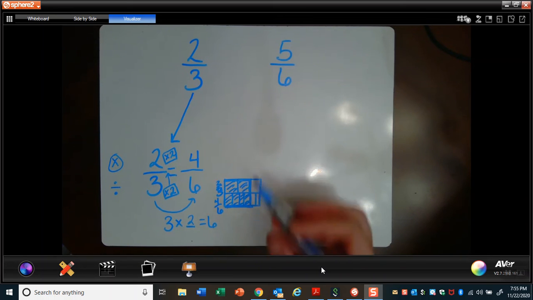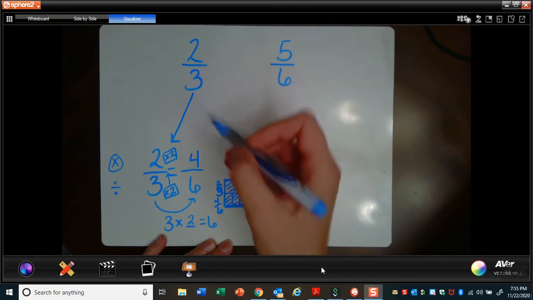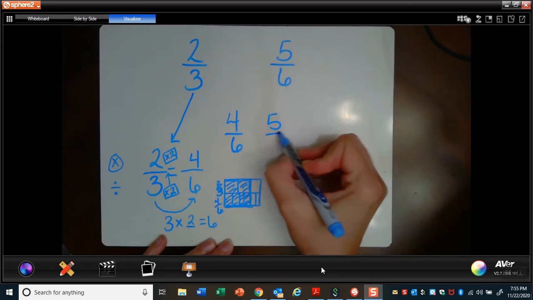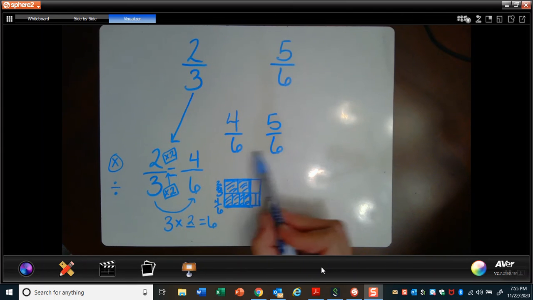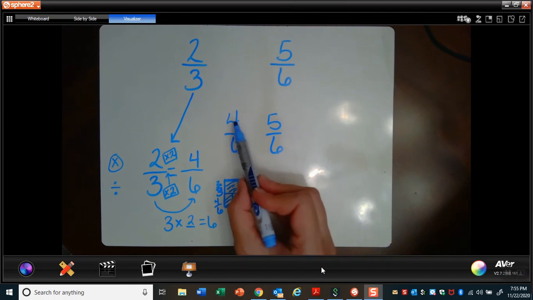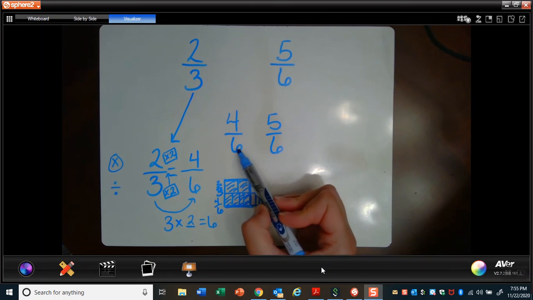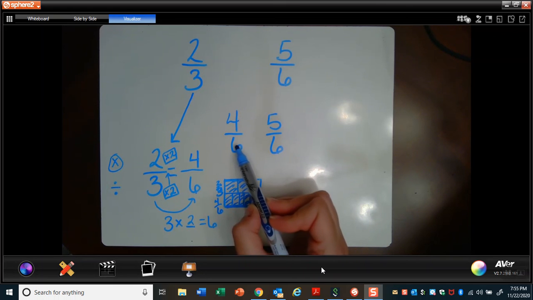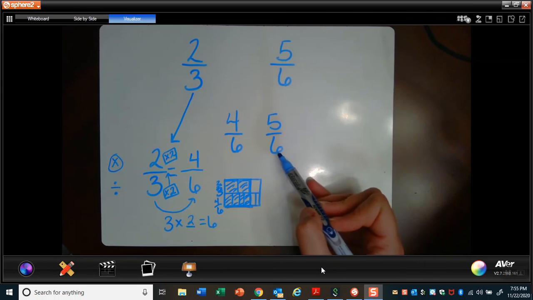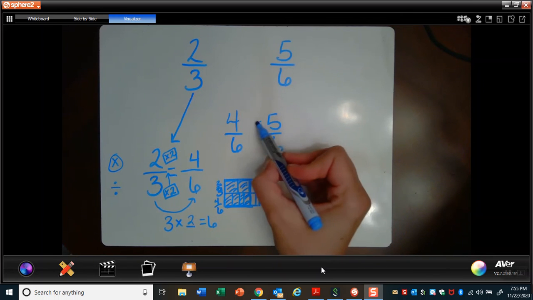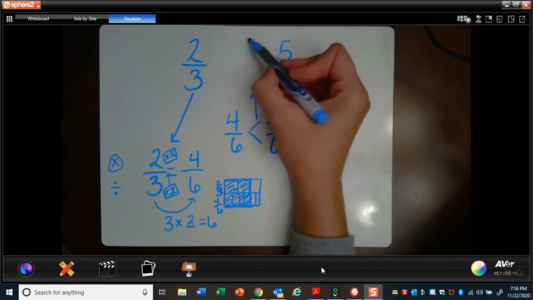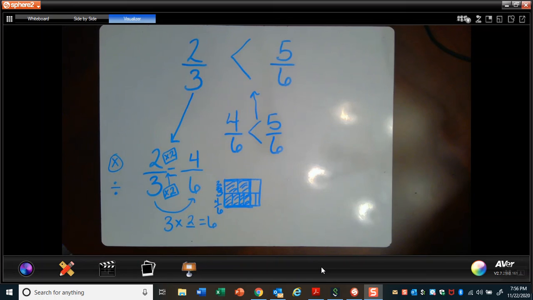And so now I can take 4/6, and instead of comparing 2/3, I can compare 4/6 to 5/6. And we know that when our denominators are the same, we're going to compare our numerators. That's 4 shaded parts out of 6, 5 shaded parts out of 6. Or this friend got 4 cookies out of the 6. This friend got 5 cookies out of 6. So this friend got more. 4/6 is less than 5/6, which means 2/3 is less than 5/6.